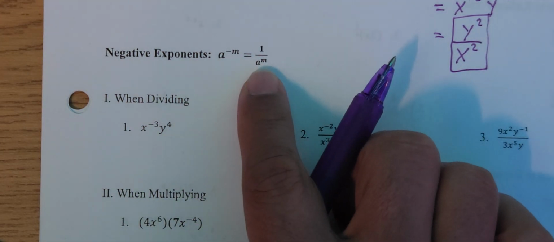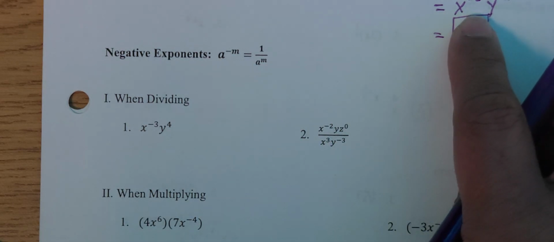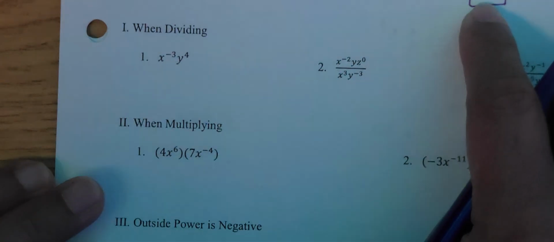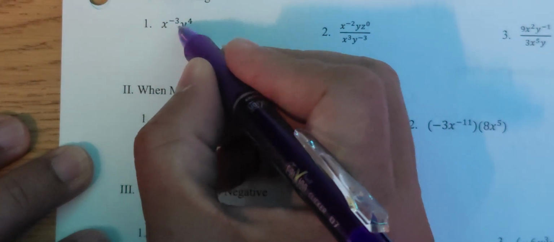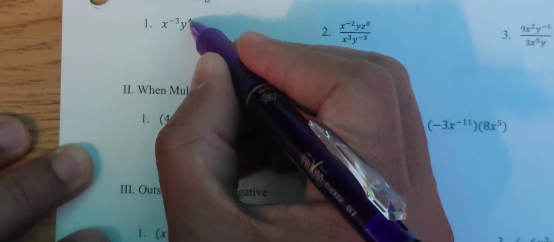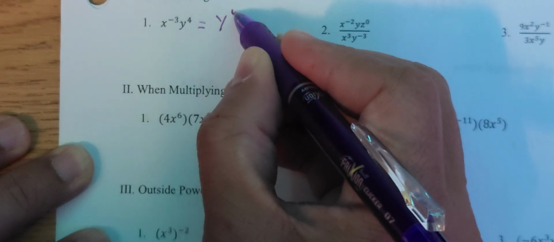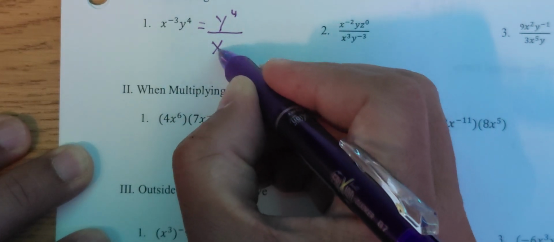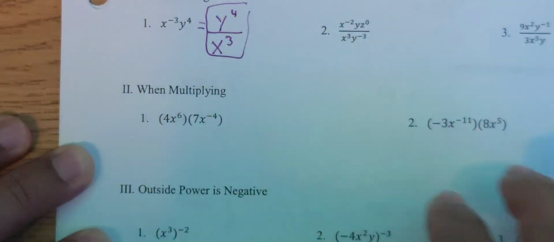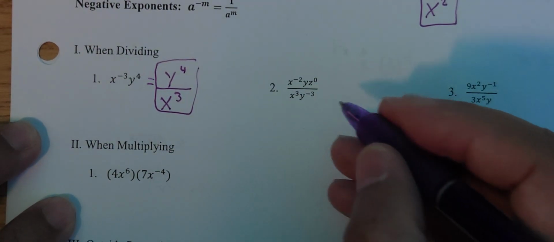I just gave you an example here. If you have a negative exponent, just bring it to the denominator, which is what happened to the negative second power. It came to the denominator. So when dividing, I have x to the negative third, and I want to make this a positive exponent, and y to the fourth is positive. So then this is just y to the fourth in the numerator and x to the third in the denominator, because of that negative exponents rule. Okay. All right. Next one.